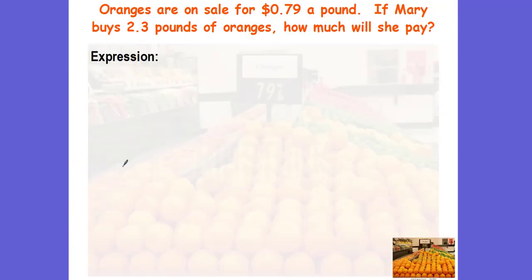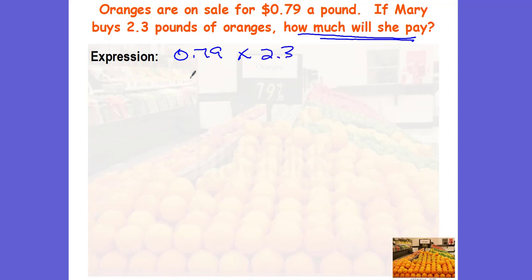And this also works for word problems. Oranges are on sale for 79 cents a pound. If Mary buys 2 3/10 pounds of oranges, how much will she pay? Okay, first of all, make sure with word problems you always write the expression first. And how do we know that this is multiplication? Because we're looking for the total. How much will she pay? We want to know the total that she's going to pay. So we know it's multiplication. So it's going to be 79 cents times 2.3 pounds.